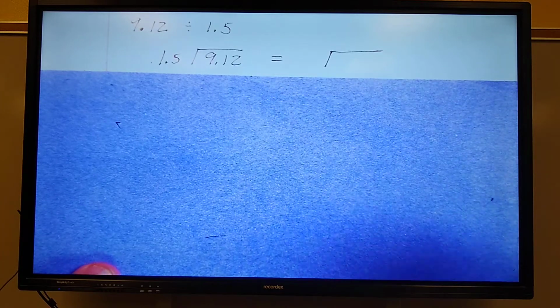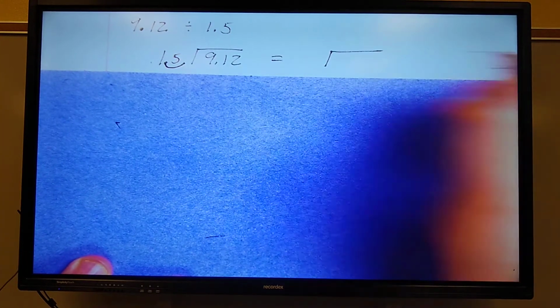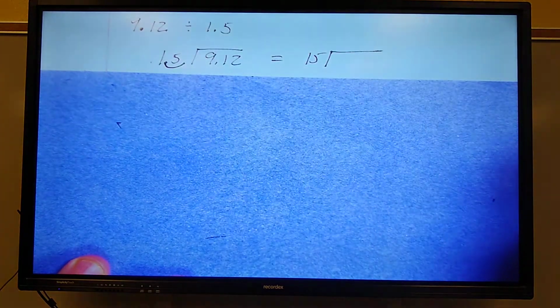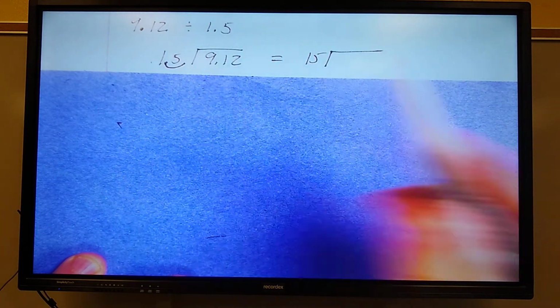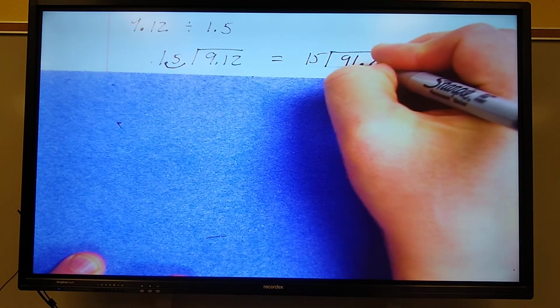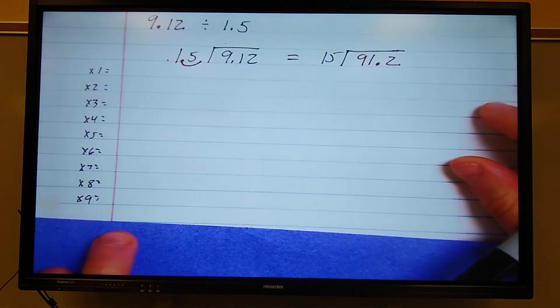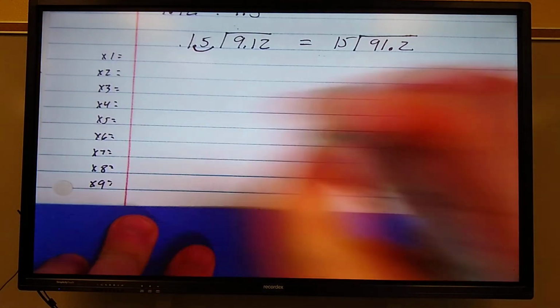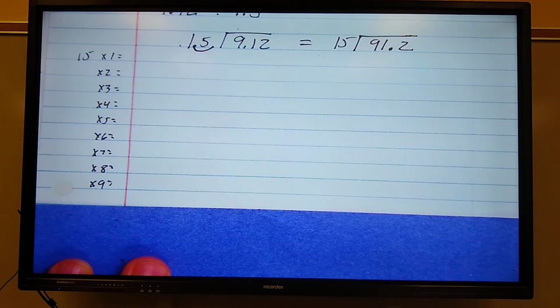All right, my new divisor. I have to move my decimal over 1 time. So my divisor becomes 15. I moved it 1 time here. That means I'm going to move it 1 time here. So 91 and 2 tenths. Now I have to find all my facts of 15. Do that right now. Pause video.